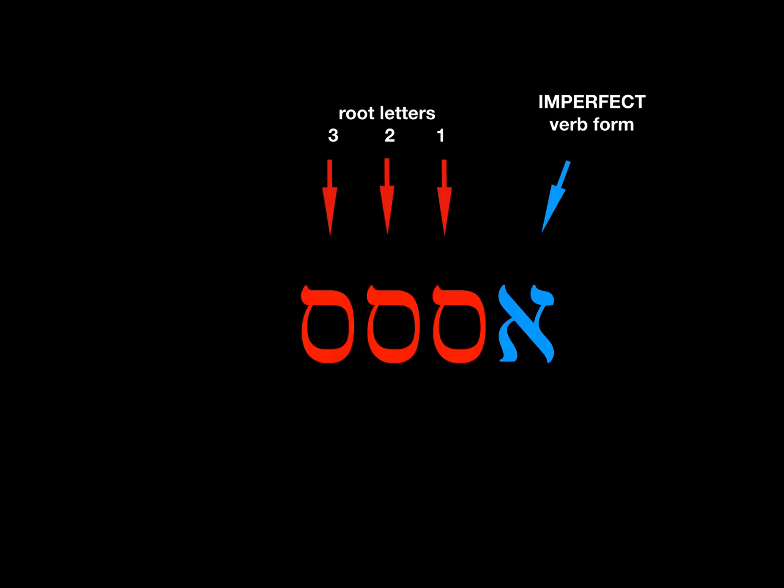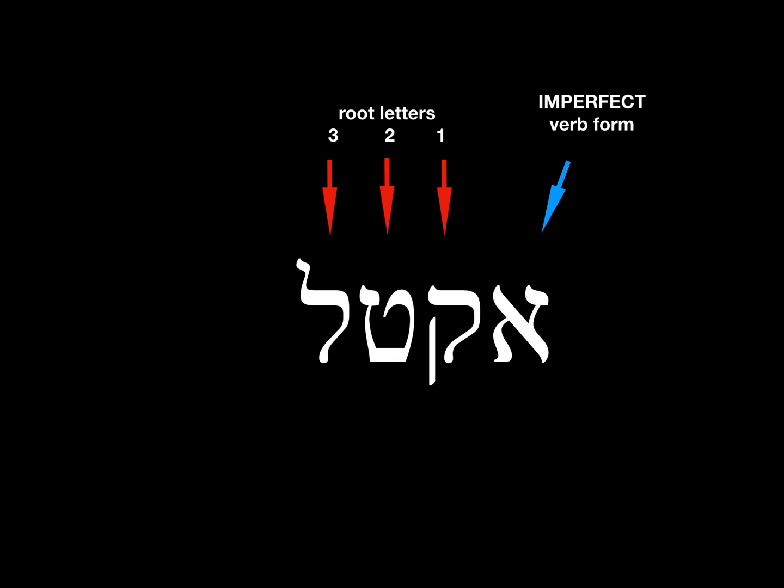So this is how it looks on a verb. You have the three root letters and you have aleph at the beginning. That would be the form, and aleph, that would be the first common singular. Here is how it would look with the actual verb katal. So you have aleph and then you have the three root letters.